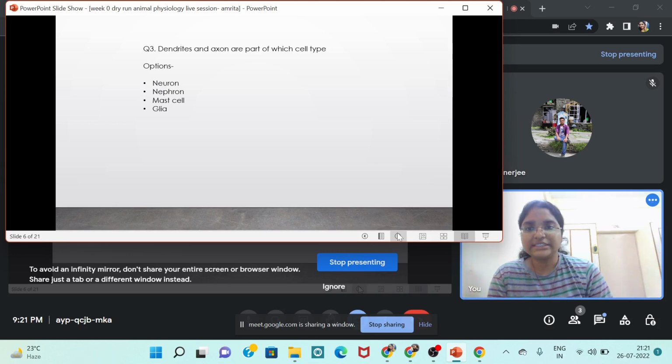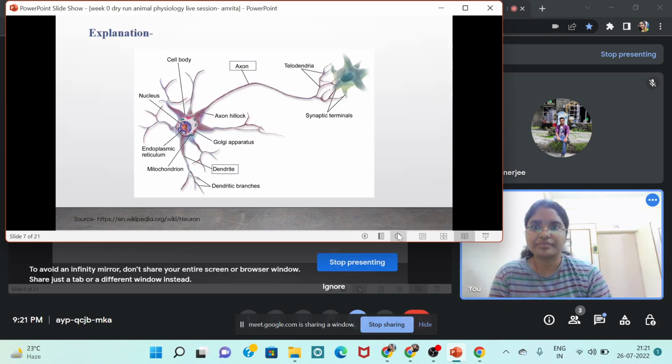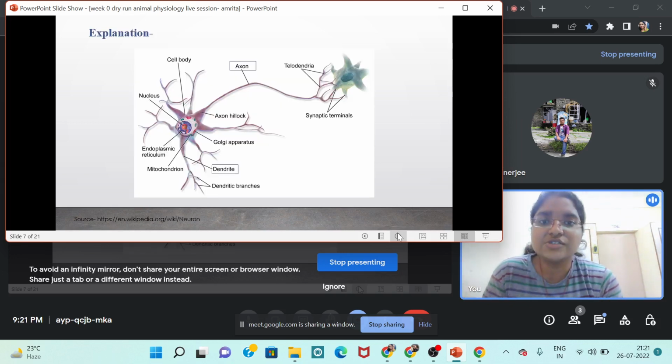So the correct answer is neuron. So this is the structure of a neuron. As we all know, neuron is the basic unit of brain, and it has different parts like axon, dendrites, cell body, nucleus, and synaptic terminals. So, as the question was, which of the cell includes the axon and dendrite as well? So, the correct answer is neuron.